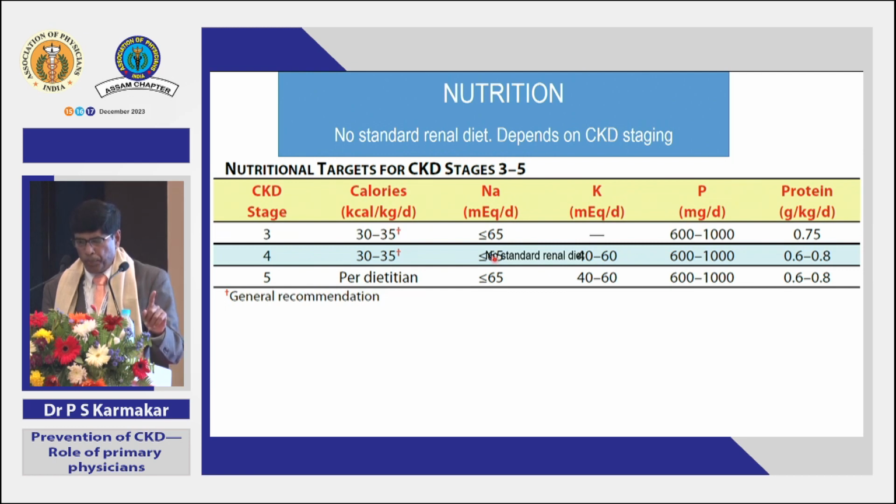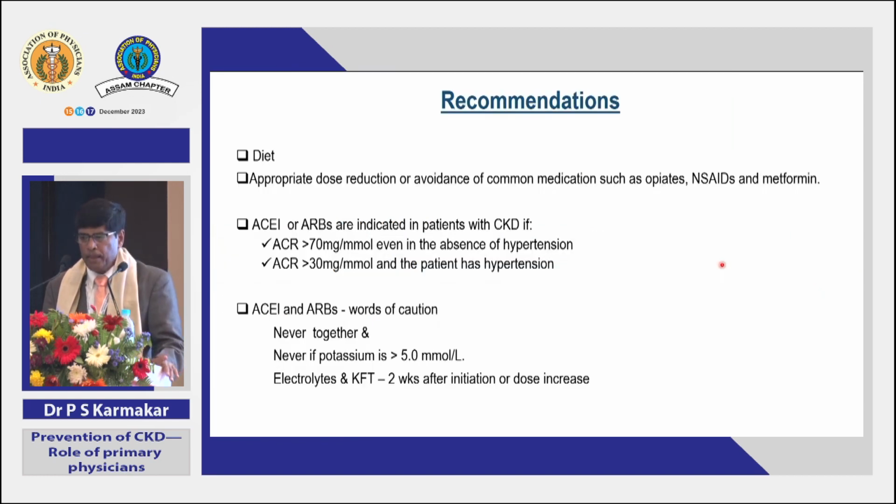And sodium would be less than 65, that means it comes around 4 grams per day. If you don't take any salt in any sort of food, you will definitely be taking 2 grams. So only 2 grams could be given with cooking and all these things per day. And the protein intake, be very careful about that, 0.6 to 0.8 gram per kg, even up to stage 5. Otherwise, muscle mass reduction will be rapid. So what is the recommendation? Diet I have talked about.